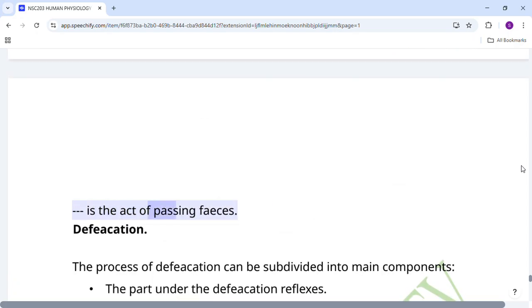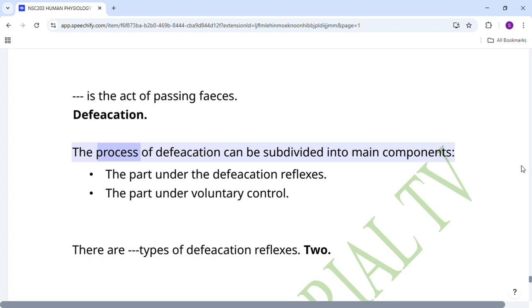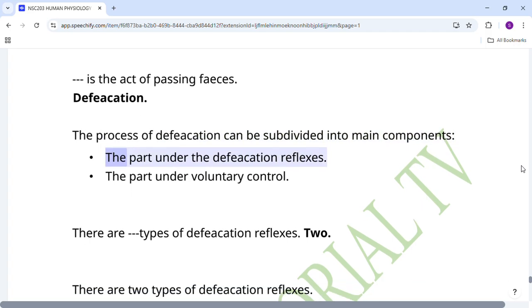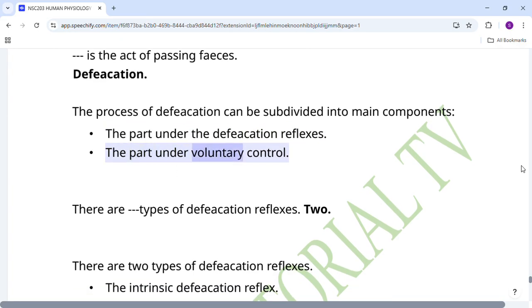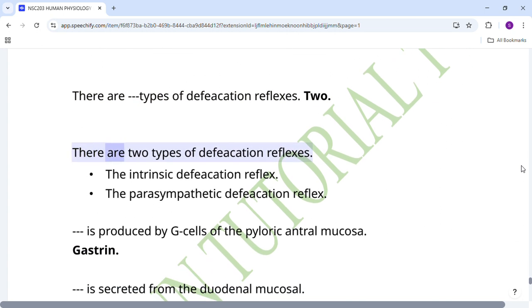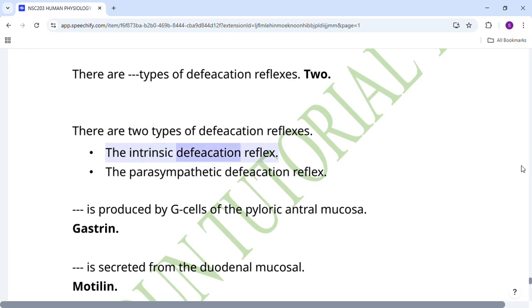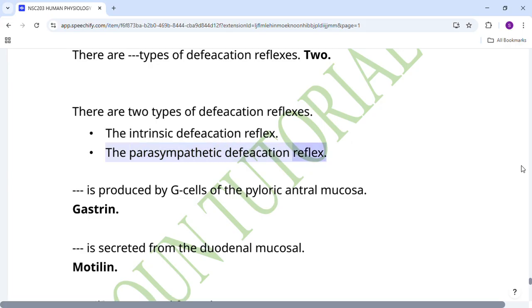Defecation is the act of passing feces. The process of defecation can be subdivided into two main components: the part under the defecation reflexes and the part under voluntary control. There are two types of defecation reflexes: the intrinsic defecation reflex and the parasympathetic defecation reflex.